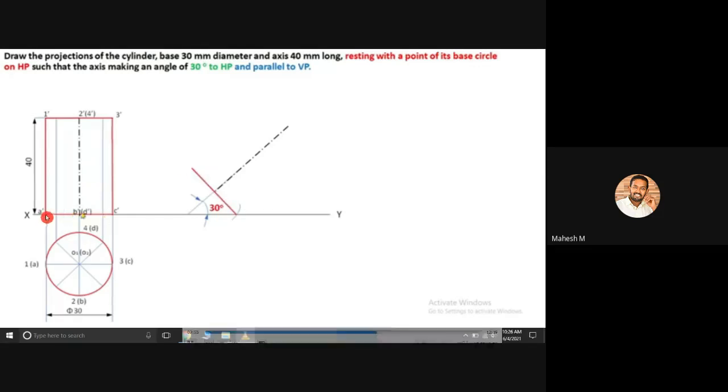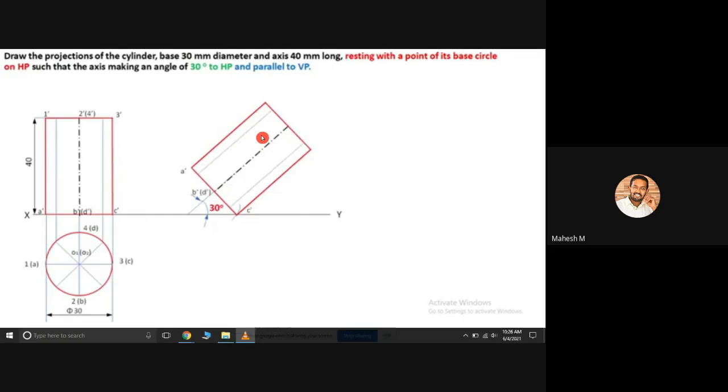Then you can mark all the necessary points in the base. Then you can project your base towards the top surfaces. That means you should have a 90 degree angle when compared with base, or else you can create a parallel line towards this axis line. Then you can connect your top surfaces.